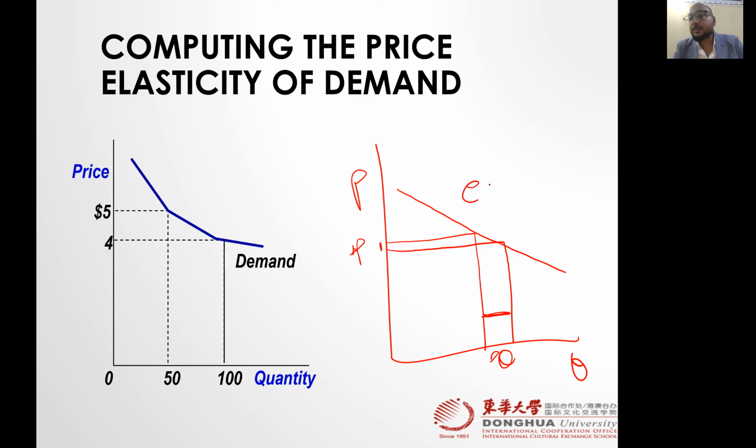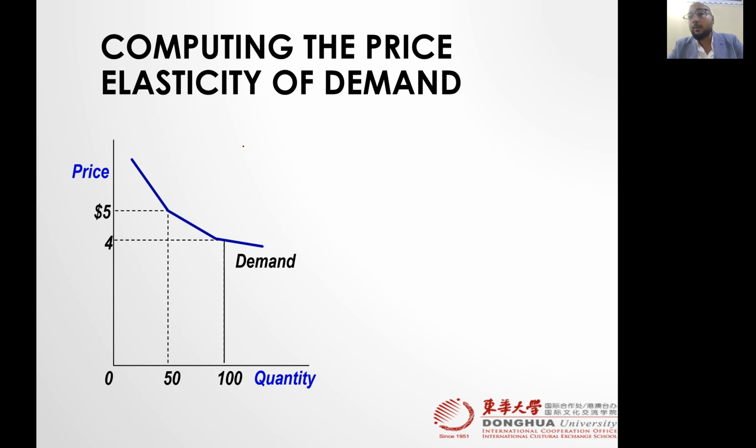So it means elasticity should be greater than 1. Don't believe me? Let's apply the formula here. When price was 4, the quantity demanded was 100. And when the price is 5, the quantity demanded is 50. So let's apply this.